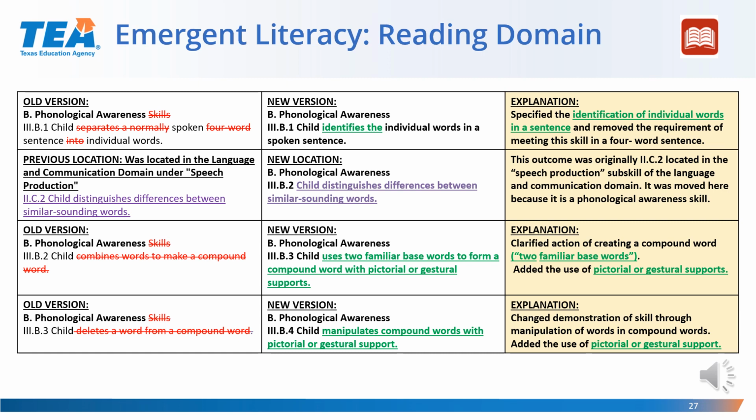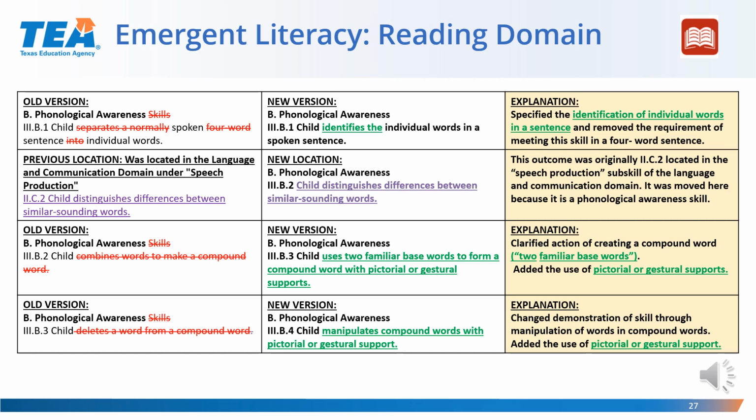3B2 was originally located in 2C2 in the speech production subskill of the language and communication domain. It was moved here because it is a phonological awareness skill. 3B3 clarifies the action of a child creating a compound word from 2 familiar base words, such as using the words sun and flower to make sunflower. We also added the addition of using pictorial or gestural supports.